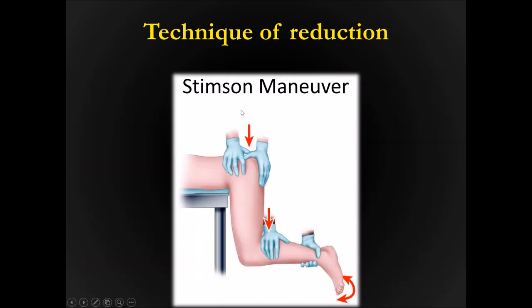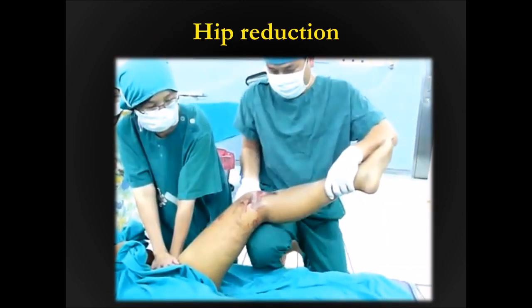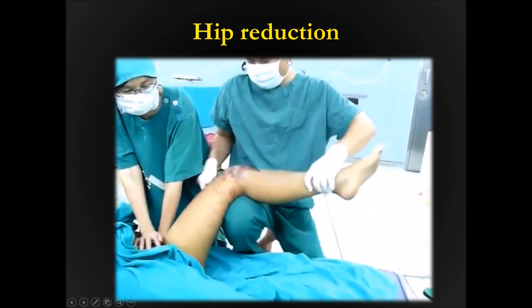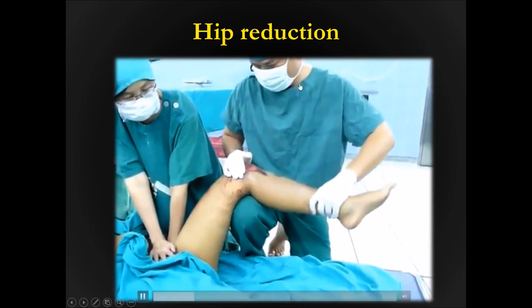Another way is the gravity technique, which we call the Stimson. Put the patient on the table at the edge of the table and push down using gravity. The Stimson is always prone, even in the shoulder. They do the same like this. This is another one, this is my resident, more than 10 years ago.